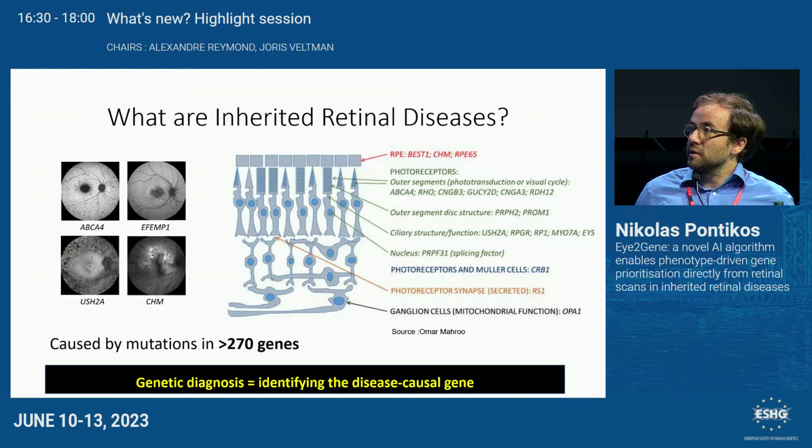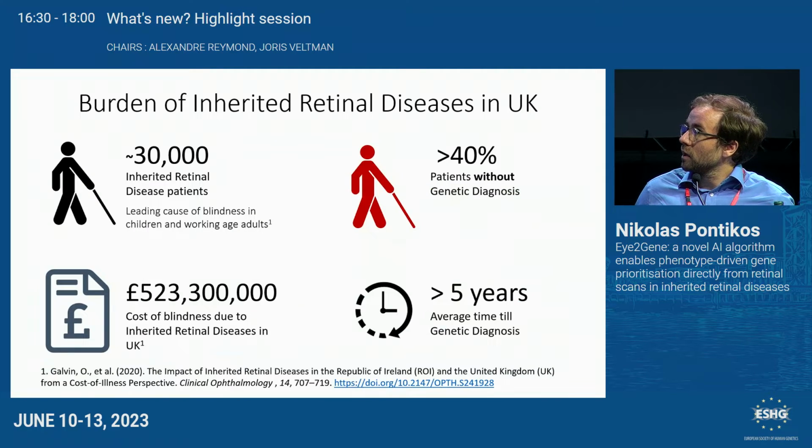The reason why you get these different patterns is conceptually because different genes are expressed specific to different cell types, and depending on the cell type which is affected, this can lead to different manifestations of a disease and different patterns of progression. So I'm interested in identifying the genetic diagnosis of patients with these inherited retinal diseases.